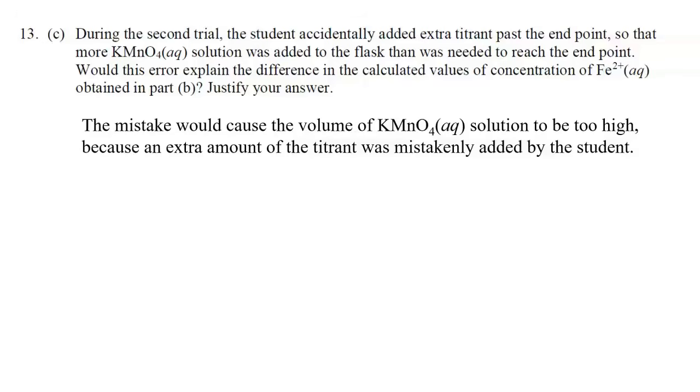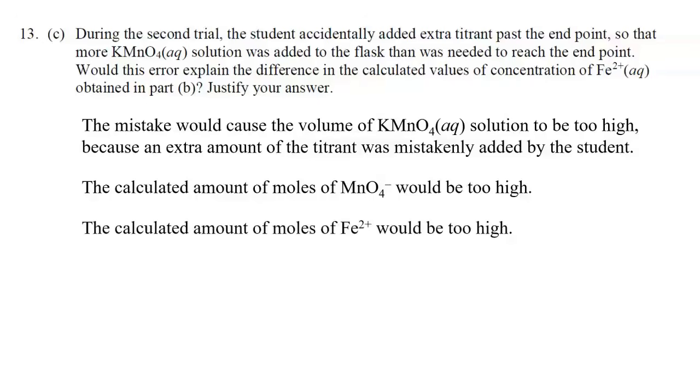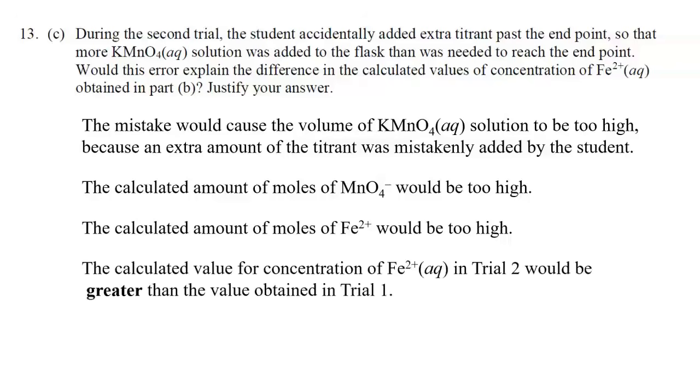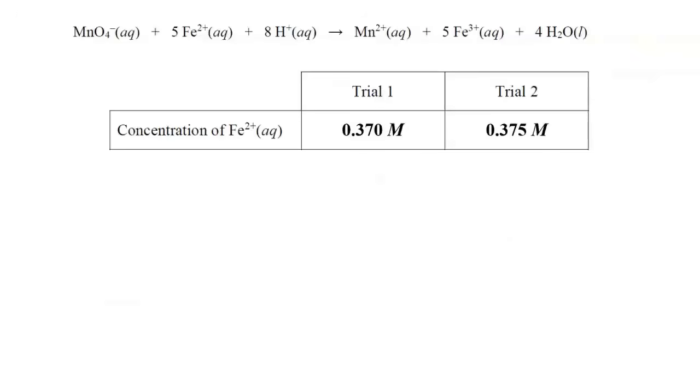And to get the number of moles of permanganate, you do volume times molarity. So the calculated amount of moles of permanganate would be too high in trial 2. And then when they convert from moles of permanganate to moles of iron, it would cause the calculated amount of moles of iron to be too high in trial 2. So the calculated value for the concentration of iron 2+ in trial 2 would be greater than the value obtained in trial 1. So yes, this error would explain the difference in the calculated values of concentration of iron 2+, because the number for trial 2 is a little bit higher than the number for trial 1.